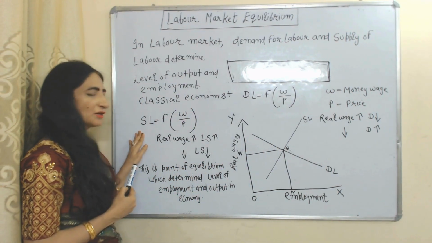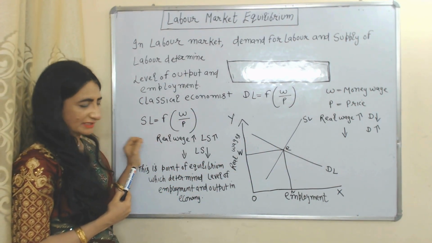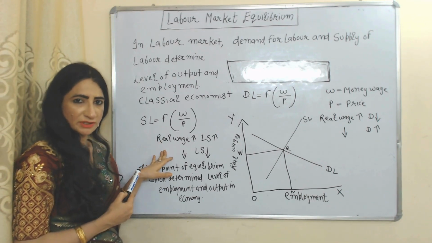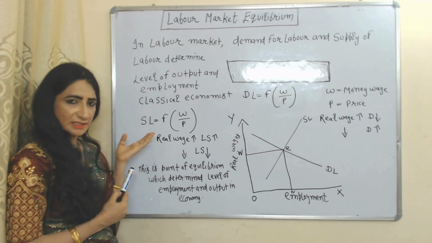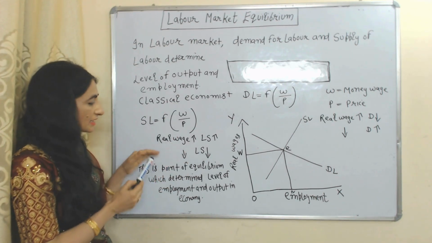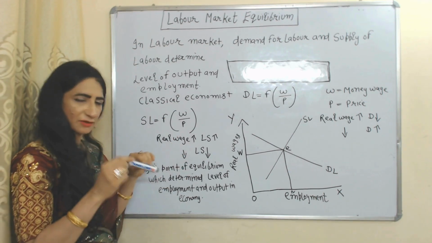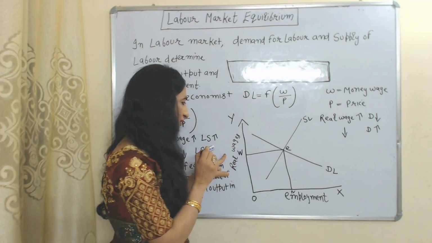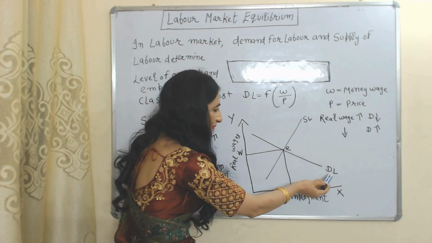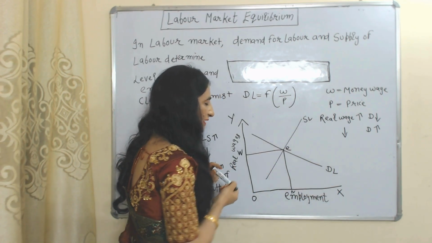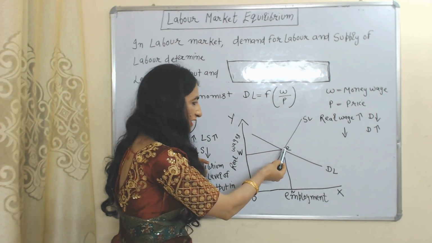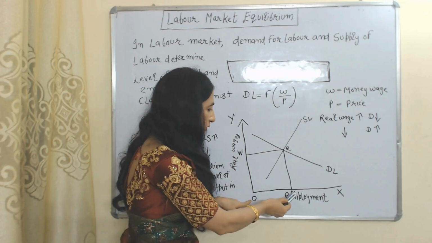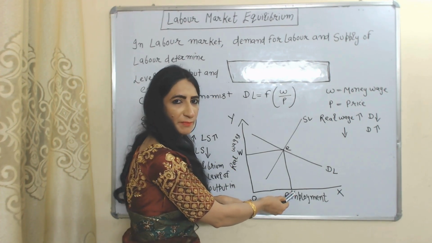Similarly, supply of labor is a function of real wages. But supply of labor and real wages have a positive relation. As real wages increase, supply of labor also increases. As real wages fall, supply of labor also falls. On the x-axis we have employment and on the y-axis we have real wages. DL represents labor demand, SL represents labor supply. E is our equilibrium point, OW is the equilibrium wage and ON is the equilibrium level of employment.